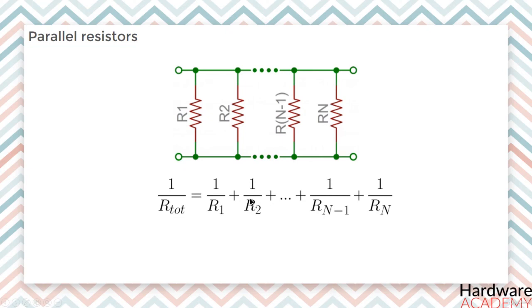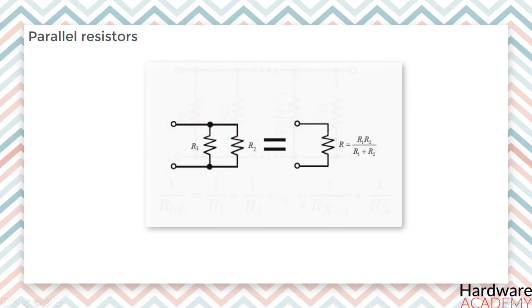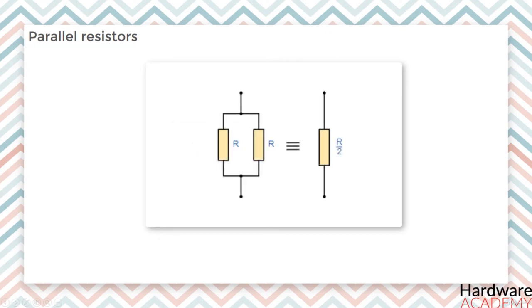As a special case of this equation, if you just have two resistors in parallel, their total resistance can be calculated with this slightly less inverted equation, where the total resistance is equal to R1 times R2, all divided by R1 plus R2. As an even more special case, if you have two parallel resistors of equal value, the total resistance is half of their value. So for example, if two 10 kilo ohm resistors are in parallel, their total resistance is 5 kilo ohm.